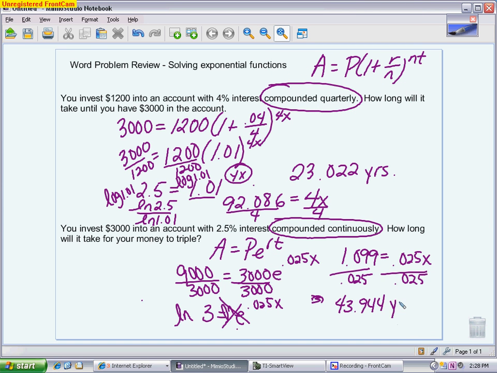So almost 44 years. Again, if you want to check your work when you're done, you can graph your model in y sub 1, you can graph 9,000 in y sub 2, you can adjust your window and see where they intersect, and it should happen just under 44 years.